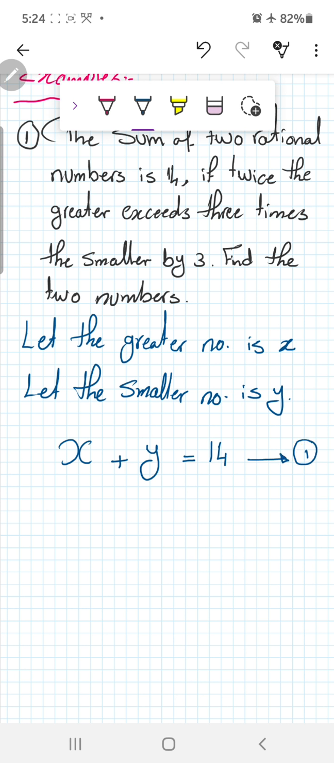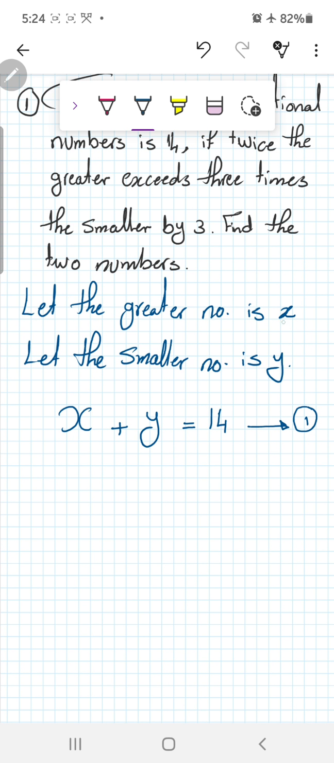Okay. If twice the greater, what's the meaning of twice the greater? It means double the greater. The greater here is x. So double or twice means 2 multiplied by x. Exceeds 3 times the smaller by 3. Exceeds means equals 3 times the smaller, 3 times y, plus 3. So 2 times x equals 2x.